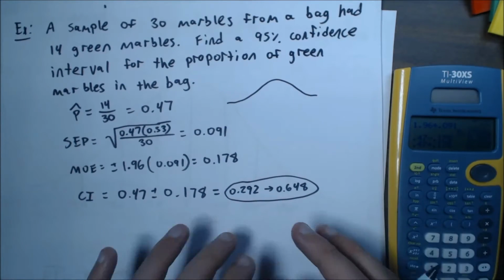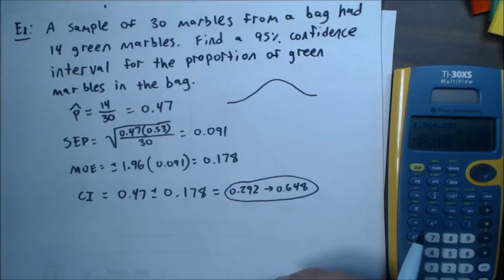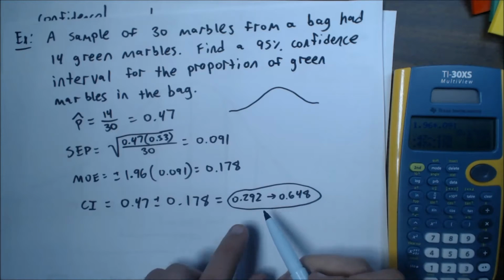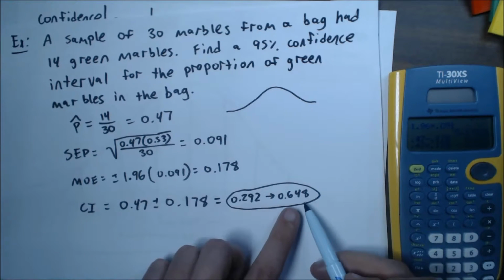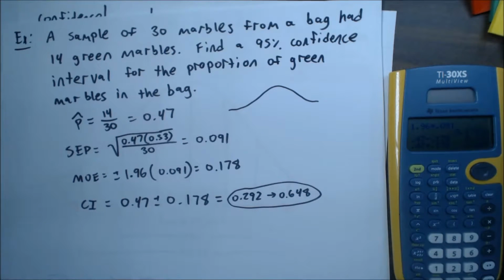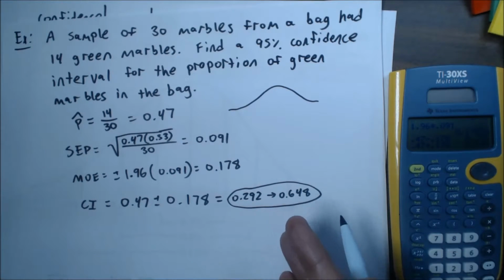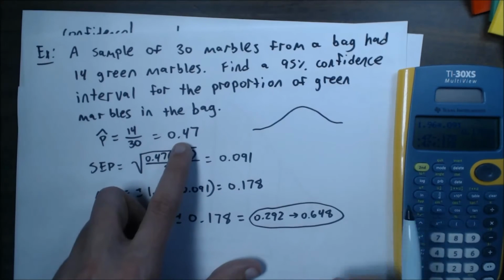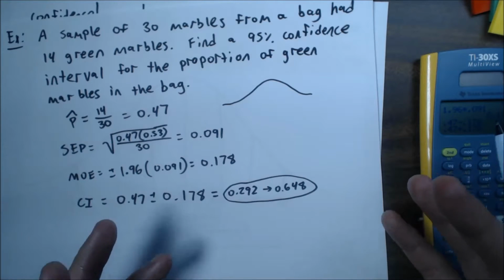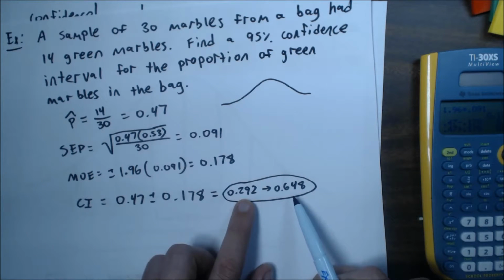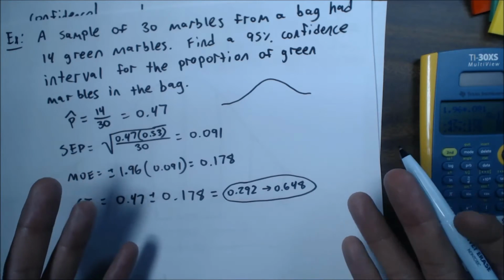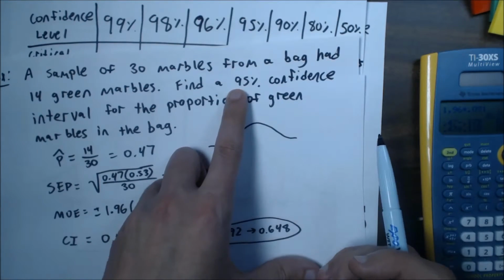I can say I am 95% certain that the proportion of green marbles in the bag is between 29.2% and 64.8%. Well, that's a pretty wide margin, right? It's like, yeah, no duh, of course it's somewhere between there. We found a proportion of 47% in our sample, and you're saying that the actual proportion in the bag is between 29 and 64%. Well, that's a very wide margin. So yeah, it's pretty certain. Well, again, we wanted 95% confidence.